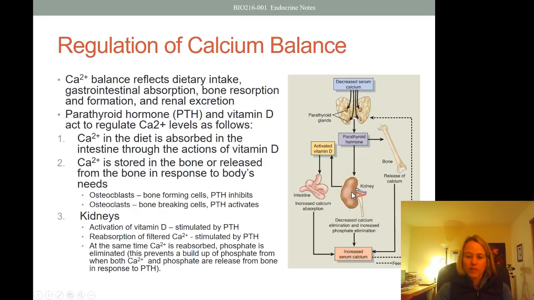So we have decreased calcium elimination. At the same time, it causes increased phosphate elimination. So when the osteoclasts break down bone, they release calcium and phosphate, but phosphate elimination gets stimulated while calcium absorption gets stimulated. So it's a way to break down bone and just get calcium to increase without phosphate.